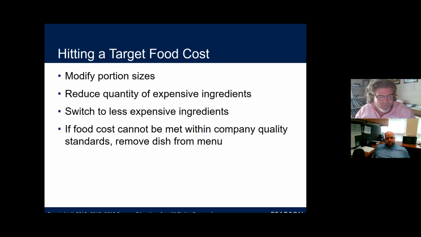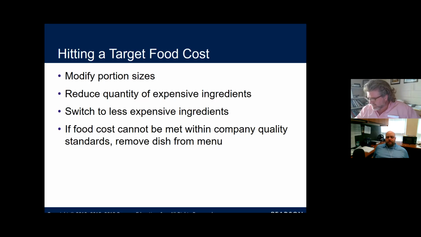And so we have some tools we use. You're kind of limited, but there are a few things we can do to hit those costs. So if I need to lower my food costs, well, one thing I can do is make my portion smaller and charge the same price. You got to be really careful with this.